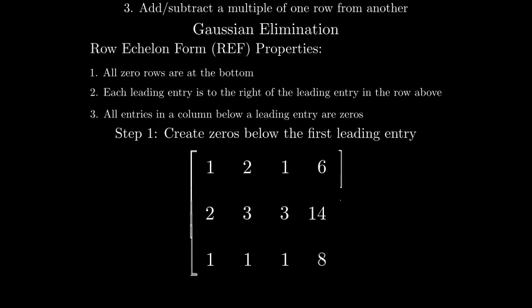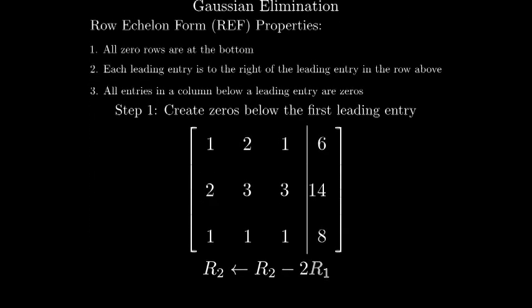Our first goal is to create zeros in the first column below the first entry. We'll subtract twice row 1 from row 2. This gives us 0 times x minus 1y plus 1z equals 2 for our new row 2. Next, we'll subtract row 1 from row 3, giving us 0 times x minus 1y plus 0z equals 2 for our new row 3.